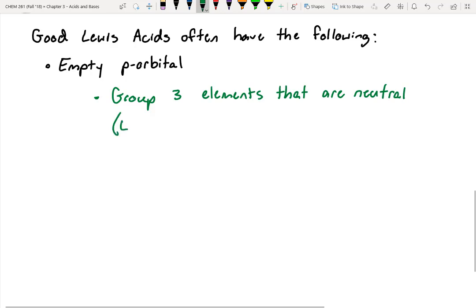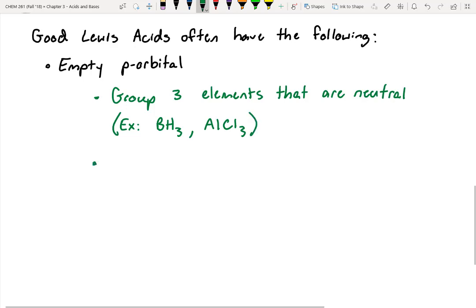So let's take some examples of this. An example might be BH3. That's the one we just saw. Right below it, aluminum is a really good Lewis acid if it's neutral. So aluminum trichloride is another example. It has an empty p orbital. Things like that are really nice Lewis acids.